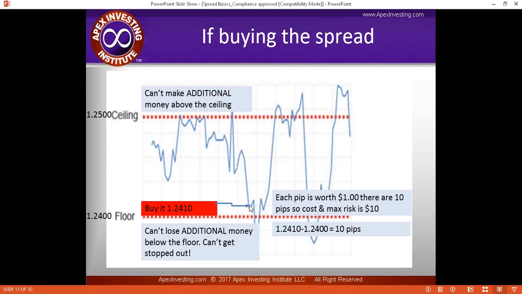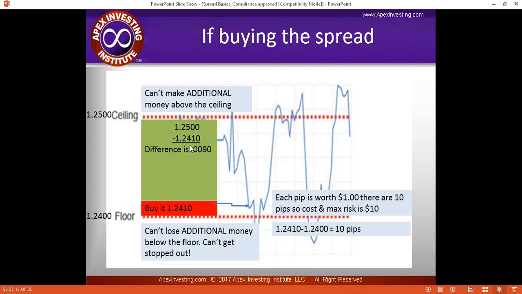Okay? The most I can lose, if the market goes against me 12 ticks, 112, 212, it can keep going and going and going down against me. It does not matter. I don't lose any money below the floor. Everybody get that? You really have to understand the top and bottom, the floor and ceiling cap you. They cap your risk. They cap your reward. So if I buy at 24.10, the floor is at 2400. It's 10 ticks difference. That's the most I can lose. That is my max risk.